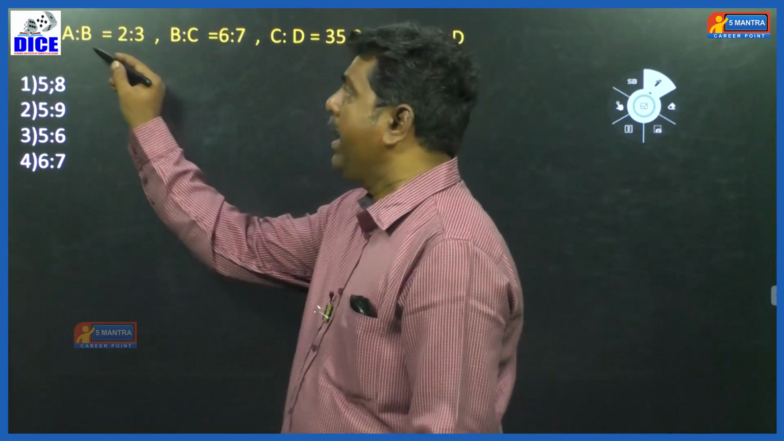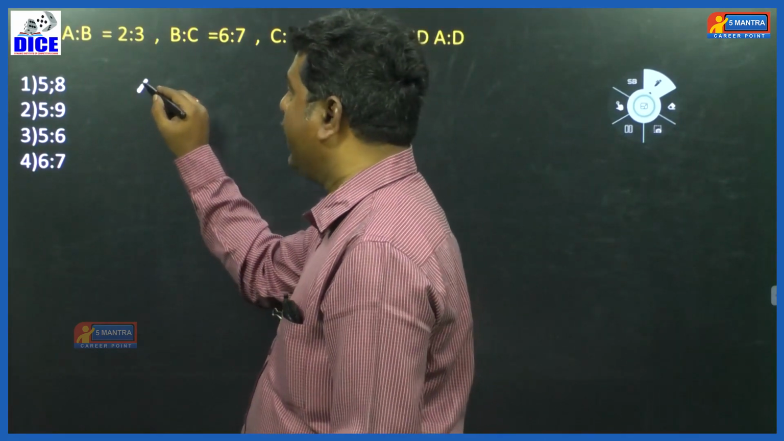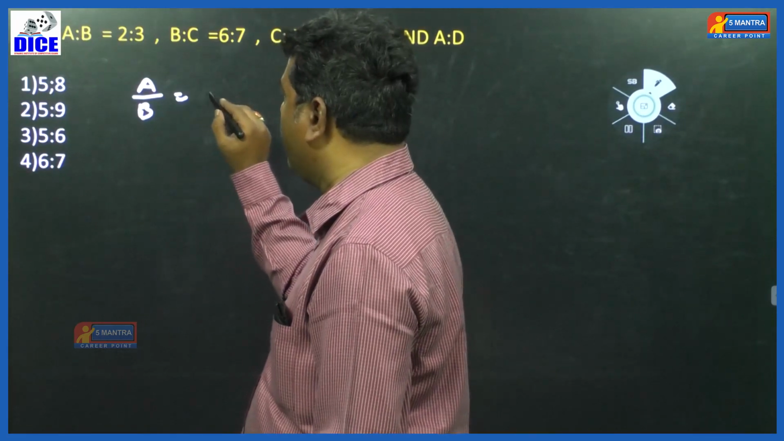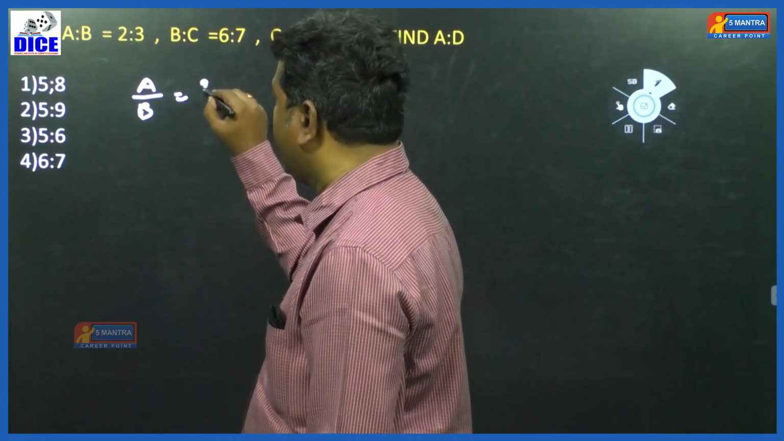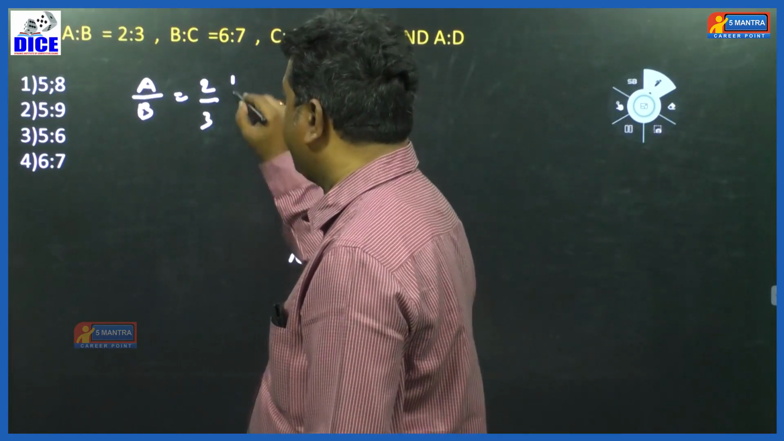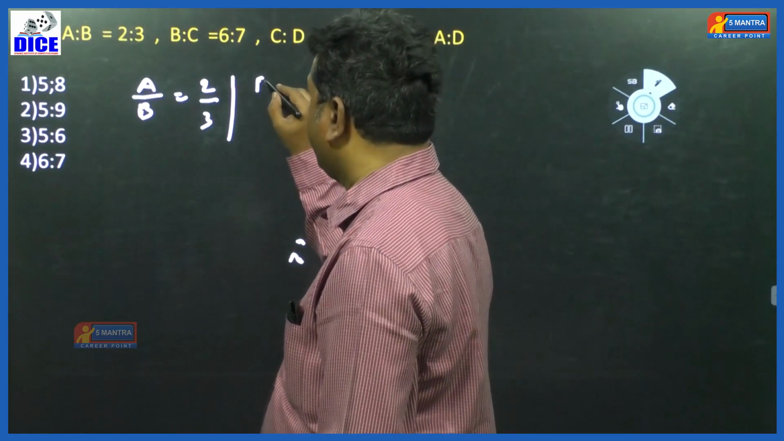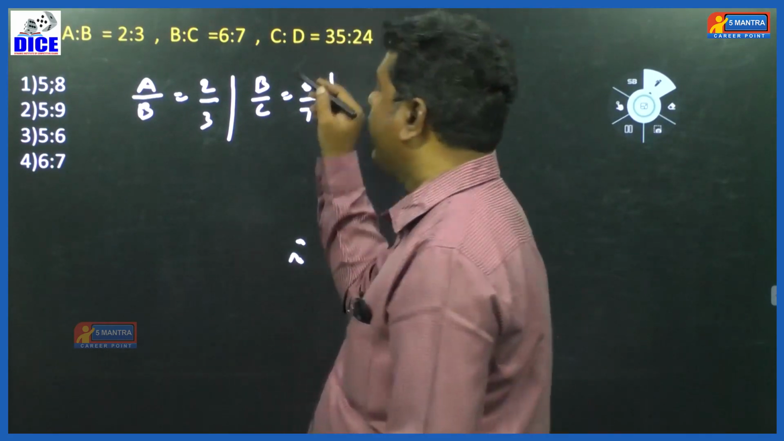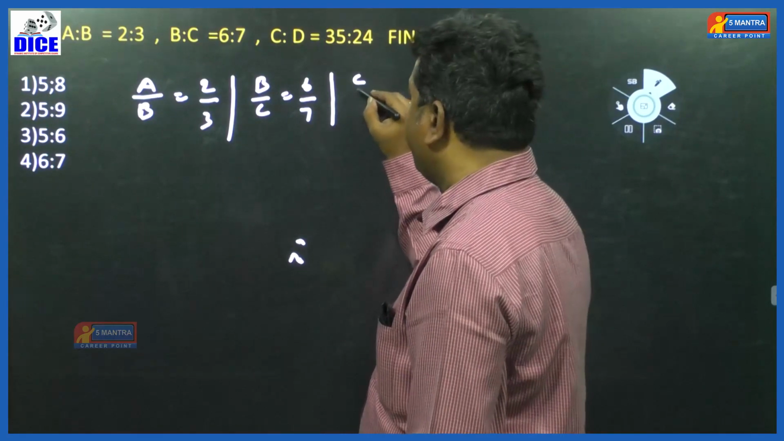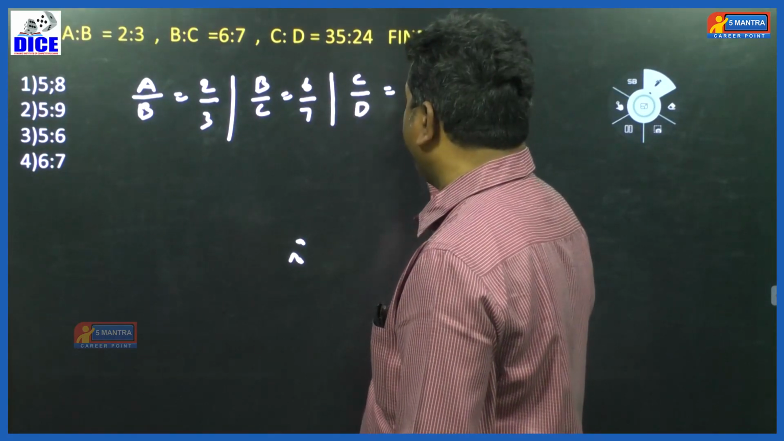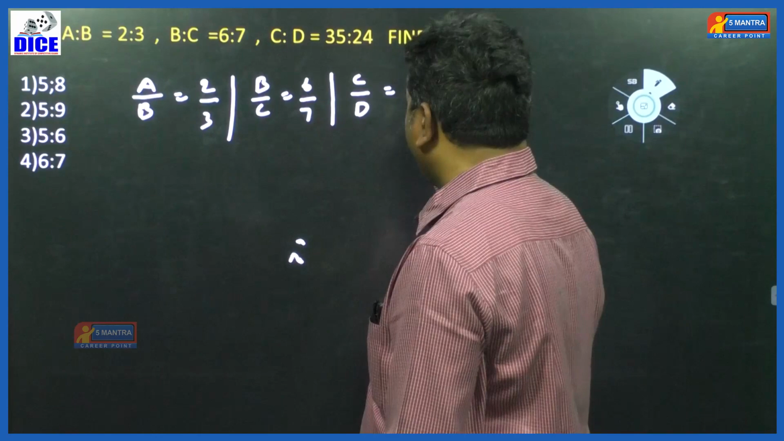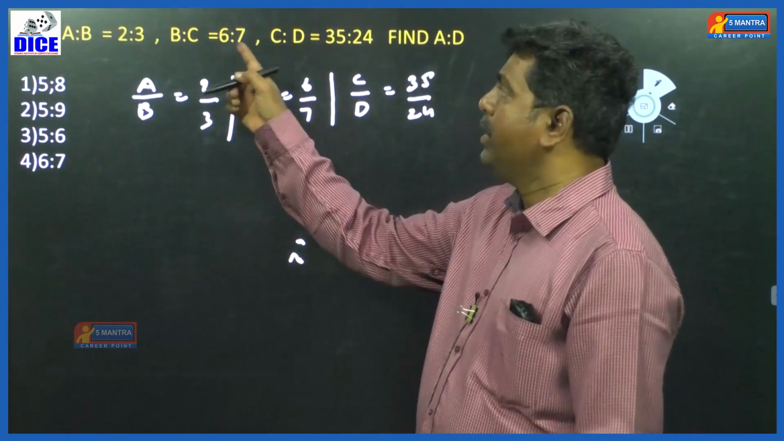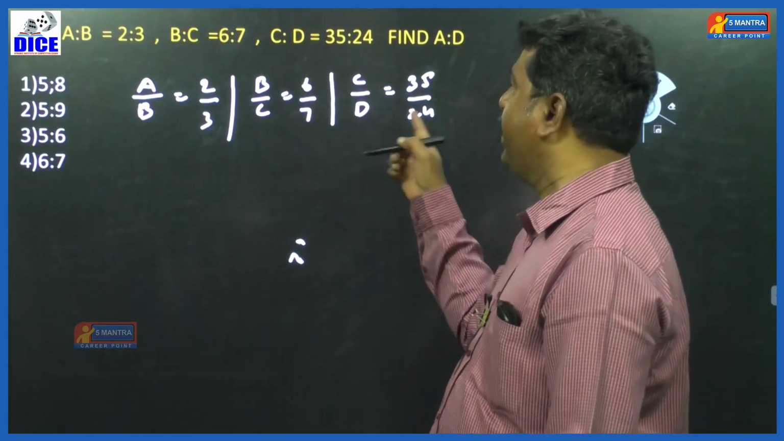So we can write A:B is equal to 2:3 like this. We can write this as A by B is equal to 2/3. Similarly, B:C means we can write B by C is equal to 6/7. Similarly, we can write C/D is equal to 35/24. So A by B is equal to 2/3, B by C is equal to 6/7, C/D is equal to 35/24.